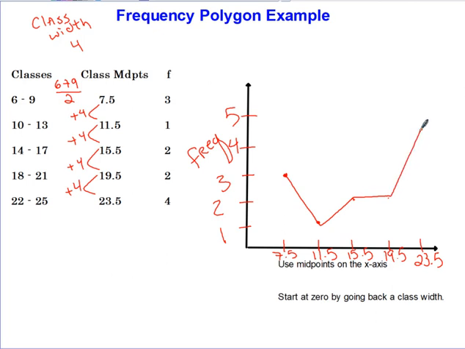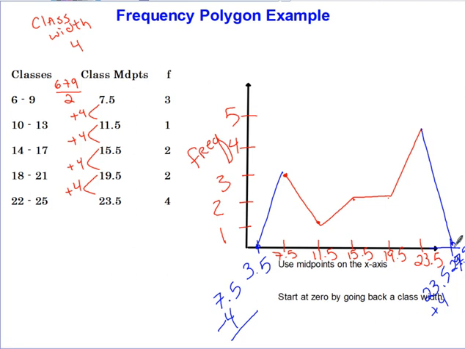I did say something about it starting at 0. So I'm going to start at 0, take this 7.5, and subtract 4 to get a starting point of 3.5. So at 3.5, we'll go up. And I'm going to take 23.5 and add 4 to that to get an ending number of 27.5, and that's going to go from there down to 0. So that's a frequency polygon.